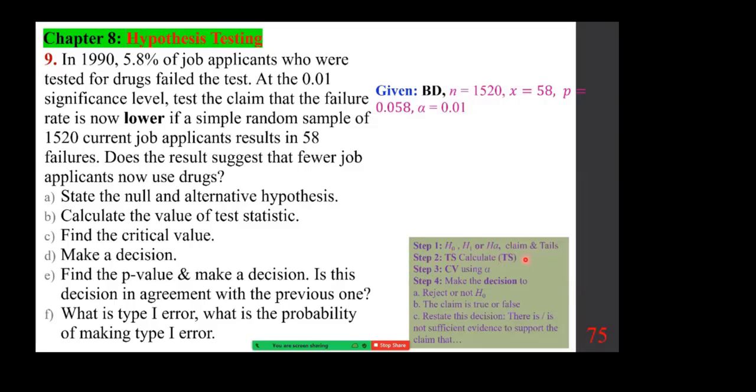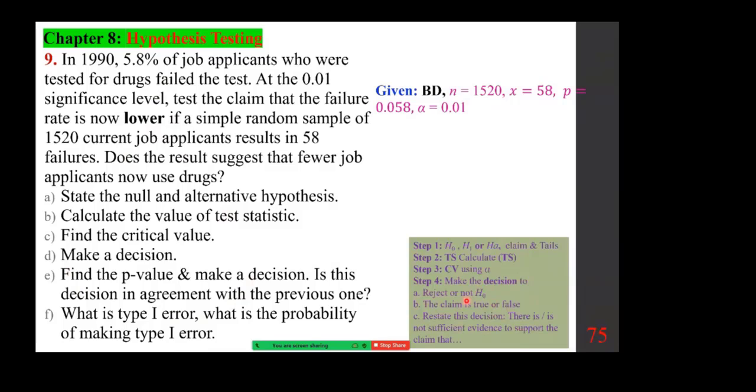Then we calculate the test statistic. We come up with the critical value using alpha. And then we make a decision. Decision has 3 parts. We either reject or not, which means fail to reject H0. That is all we do with our calculations. Then, what does it mean? The claim becomes true or false, and then we restate the decision. In this case, we want to pay attention to the word lower in a moment. So all of this really are the steps that we need to take.